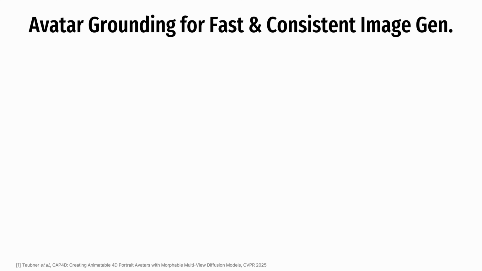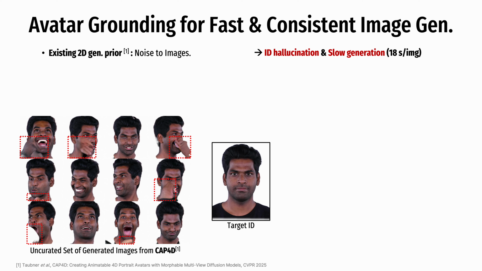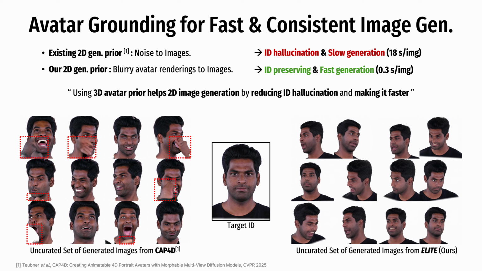We highlight the advantage of our avatar grounding strategy over existing 2D priors. Existing methods, like Cap4D shown on the left, generate images from pure noise. This lack of detailed visual guidance often leads to ID hallucination, where the identity shifts or artifacts appear, and requires a slow iterative process. In contrast, our 2D generative prior starts from coarse avatar renderings rather than noise. By grounding the 2D generation in this 3D prior, we strictly preserve the target identity and accelerate the inference speed.